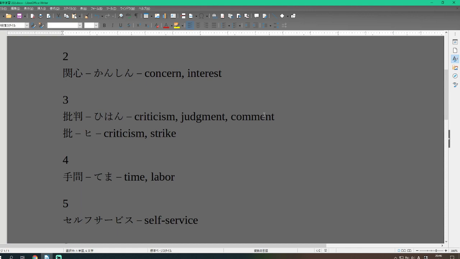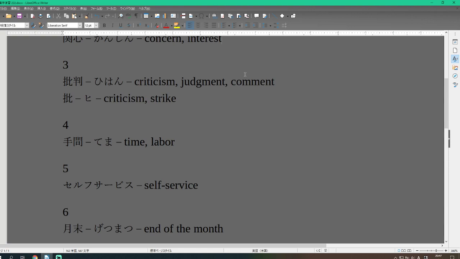Number two is kanshin, of concern or interest. Kan on the left side is a connection. Shin on the right is again the heart or the mind. So having a connection to the mind is of concern or interest to someone. Kanshin. Concern or interest with a connection to the heart or mind.